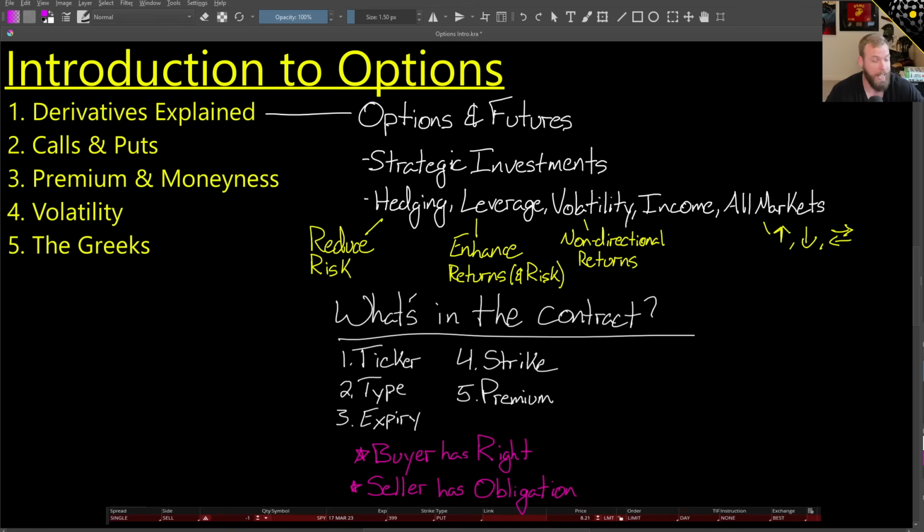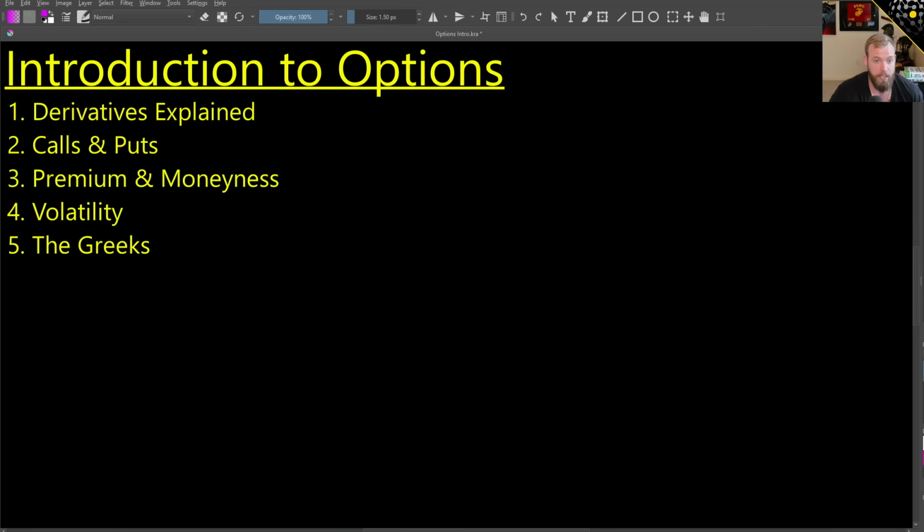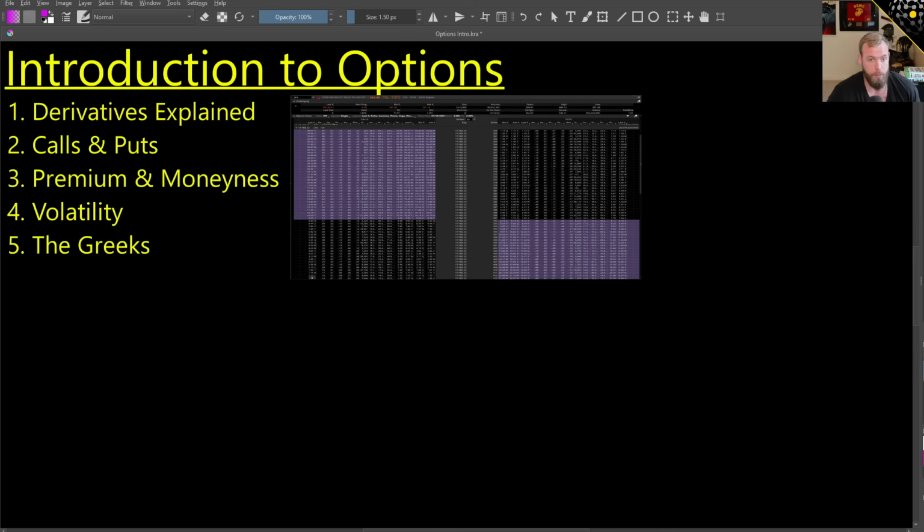So at this point, I highly recommend you take a pause and then jot down your notes. What did you pick up from this section? And then we're going to move directly into the next, which is calls and puts.